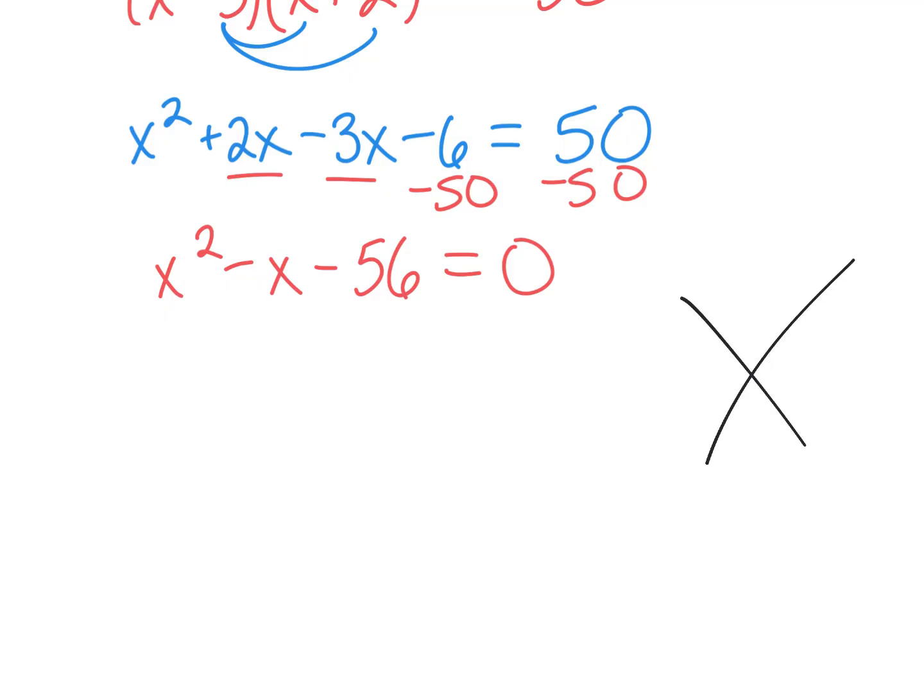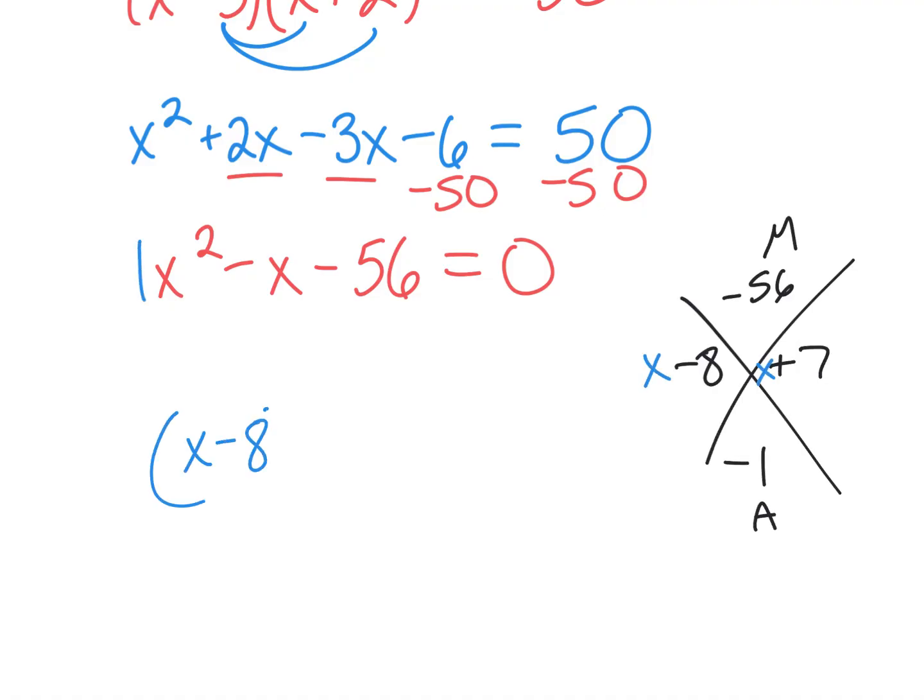Next method, good. What goes at the top? Negative 56. And at the bottom? Negative 1. And what's going to multiply and add? Multiply to negative 56, add to negative 1. Negative 8 and 7. Negative 8, positive 7? And the shortcut works, right? Because this is a 1. So I can just put my x's here. Those are my factors.